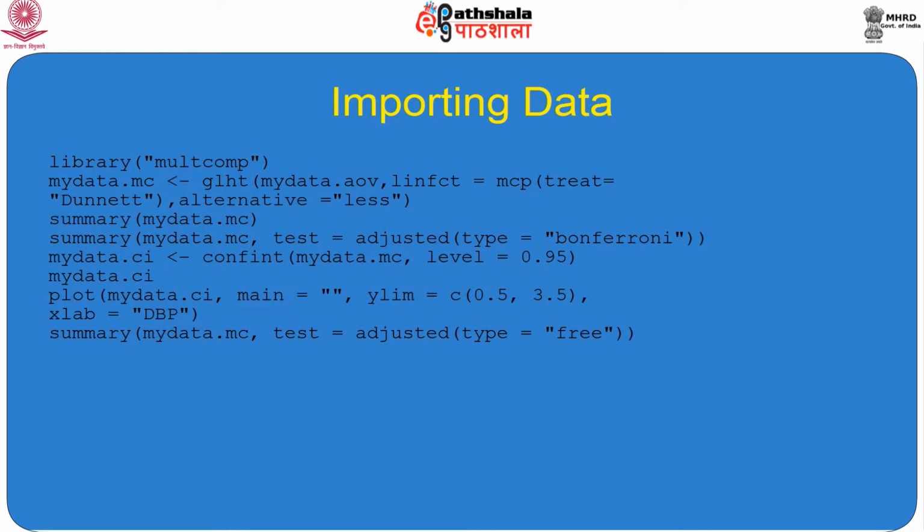See, now from the library called multcomp we are using the glht function, and the glht function will consider the results observed from applying the ANOVA on my data, as assigned in the earlier slide as mydata.aov. In mydata.aov we will go for the Dunnett test here. See here, linfct with mcp of treatment equals Dunnett, and the alternative is considered as less than.